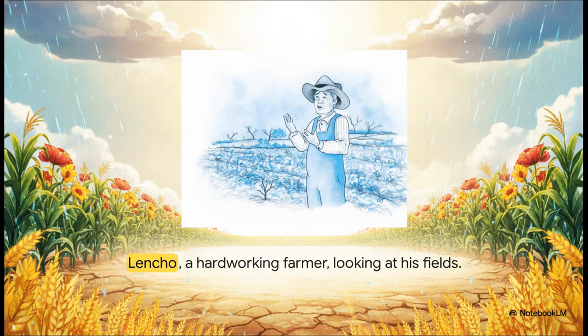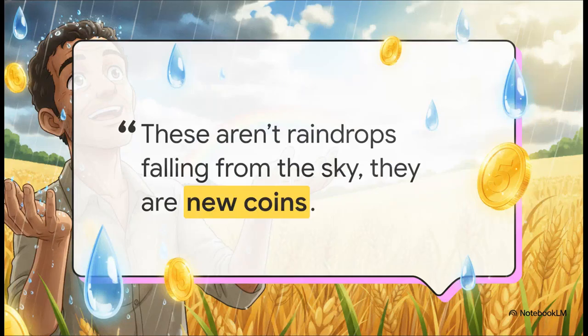His cornfields are just dotted with flowers, which basically promises a really good harvest. But there is one massive problem. The earth desperately needs a downpour, or at least a shower, because without rain, his family is going to starve. So Lencho just looks up at the sky with this immense, desperate hope. And then, finally, the rain actually comes.